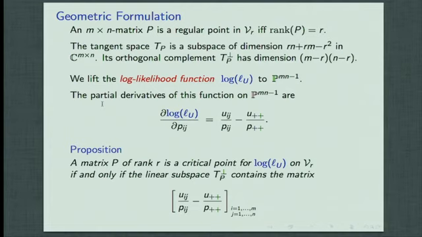Okay, so the proposition is what I demonstrated with my cable 12 minutes ago. A matrix, a regular point, is critical in this constrained optimization problem if and only if the gradient matrix is in the orthogonal complement of the tangent space. So that's the system of equations we need to solve.